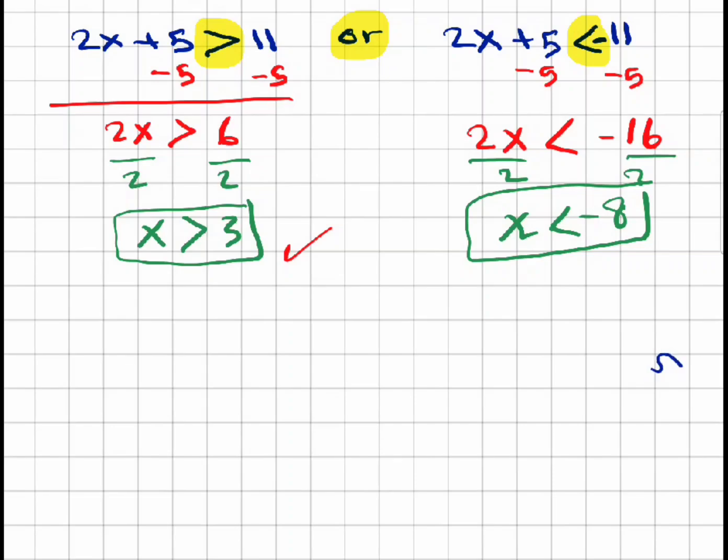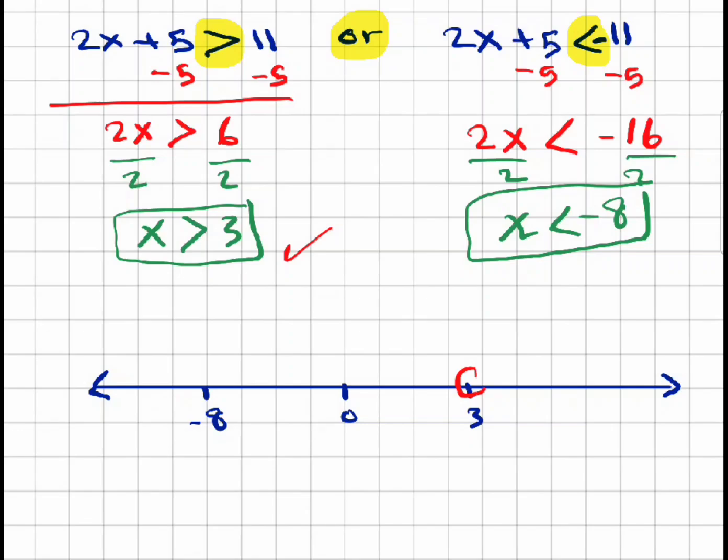Now let's talk about how we can graph this on a number line. So let's say this is 0, 3, and negative 8. So we have x is greater than 3 but not equal to it. So we're going to draw a line to the right. And because it's not equal to 3, we're going to use an open circle. Now for this one, x is less than negative 8. Because it's less than, we're going to draw the arrow to the left. All the way to the left, we have negative infinity. And all the way to the right, we have positive infinity.